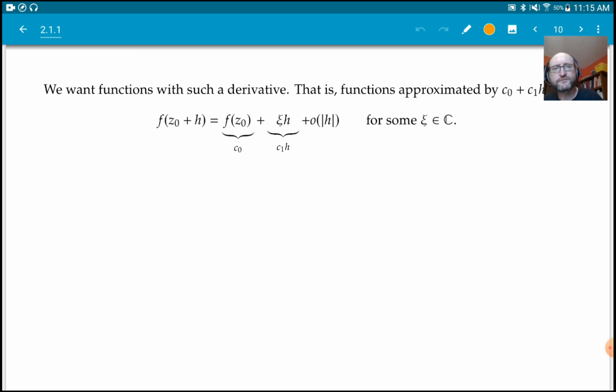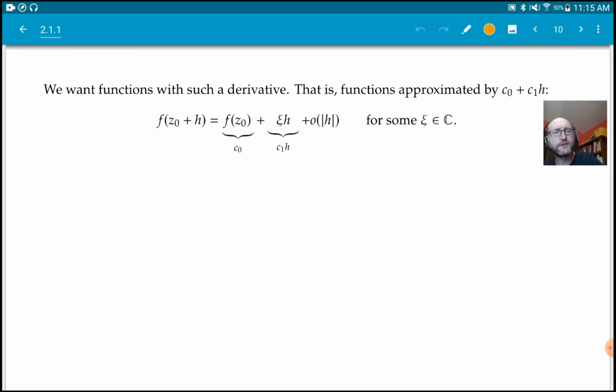All right. So we want functions. The functions that we want to study are functions with such a derivative, right? Basically, we want functions that can be approximated by c0 plus c1h near every point, right? That's basically what we want. We want functions that have this property that came from polynomials.